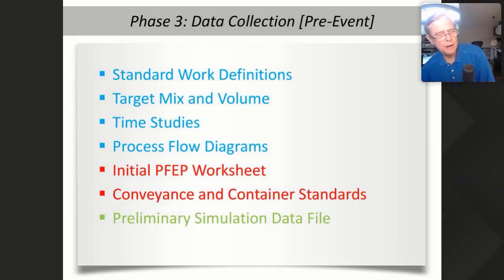Now I used a color coding here, same color code we're using in the Lean Design Studio. So blue is line design, red is materials, green is simulation. Again, this is all pre-event. This is prior to the 4 days. We need to collect some data. And we're very specific about what we're looking for.